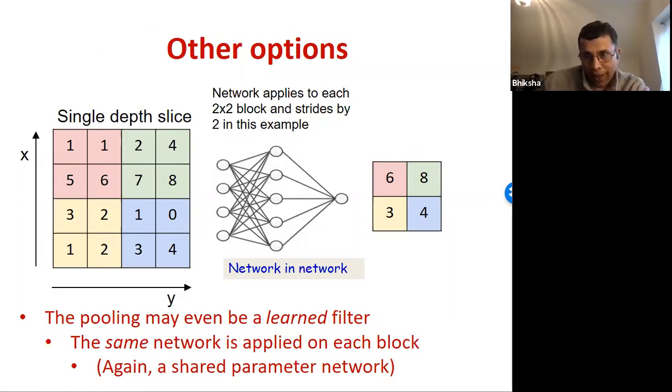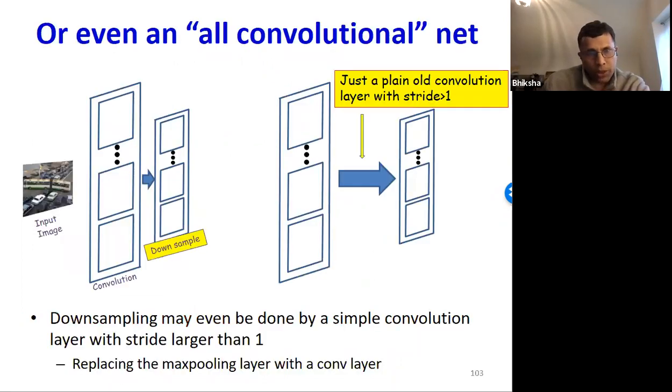You can just have a neural network. Or what you can do is you can get rid of this entire downsampling operation altogether and simply have a standard convolution with a stride greater than 1. And that's going to give you downsampling for free without explicit downsampling. And now the specific operation that you're using for downsampling is itself learned as part of the convolution. So this is what we call an all convolutional neural network.